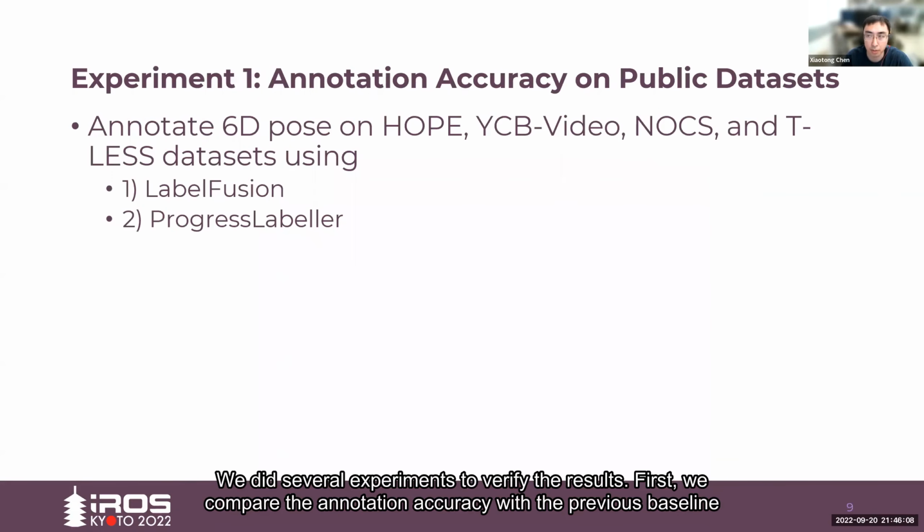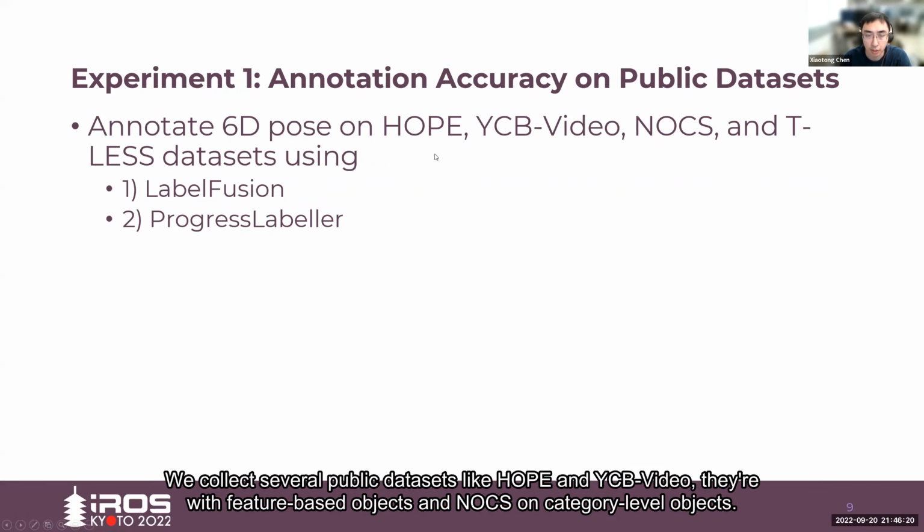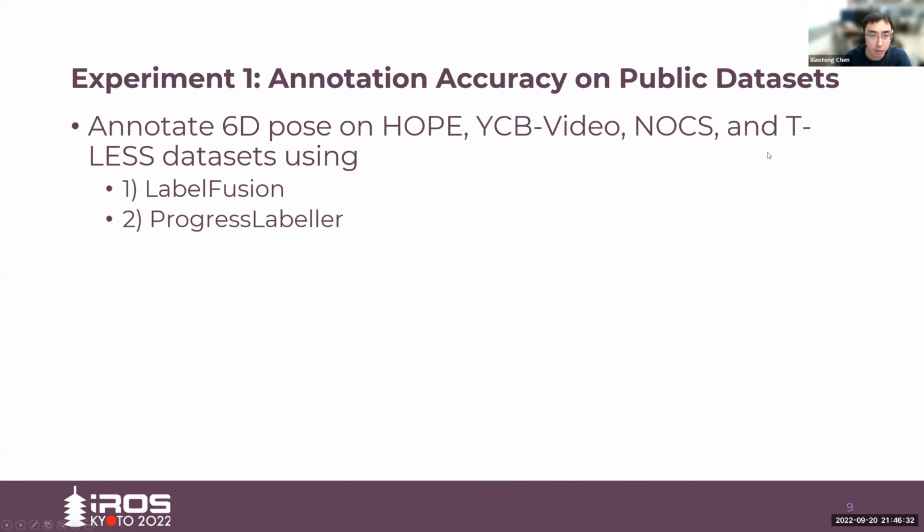We did several experiments to verify the results. First, we compare the annotation accuracy with the previous baseline called Label Fusion, which uses ElasticFusion to fuse steps and solve camera pose. We collect several public datasets like HOPE and YCB-Video. They are with feature-rich objects, and OCS is on category-level objects. TLS is objects with textureless surfaces.